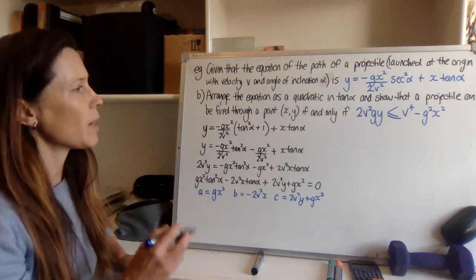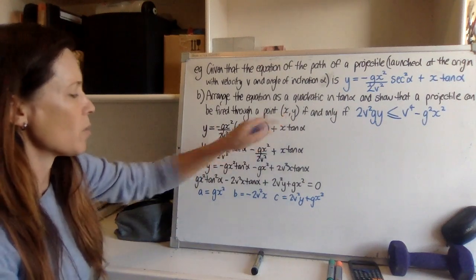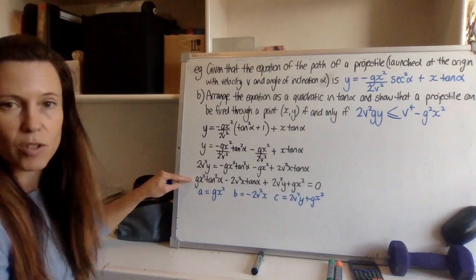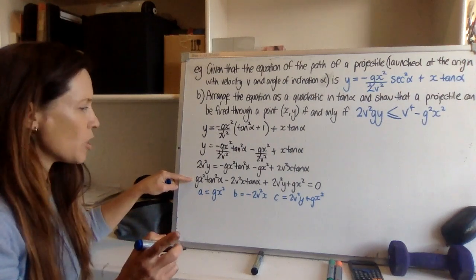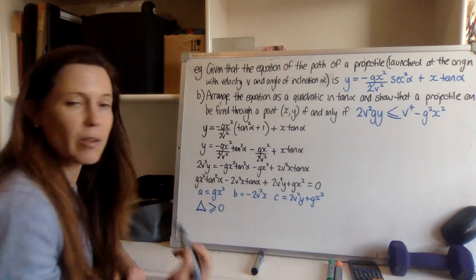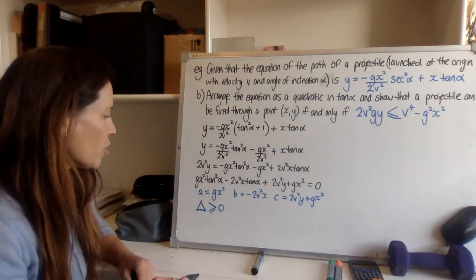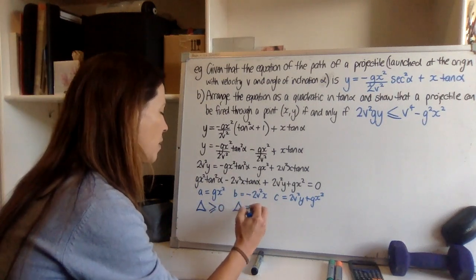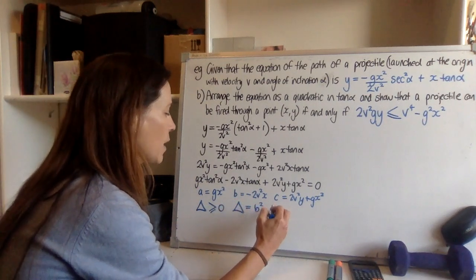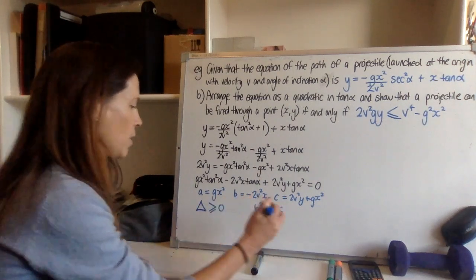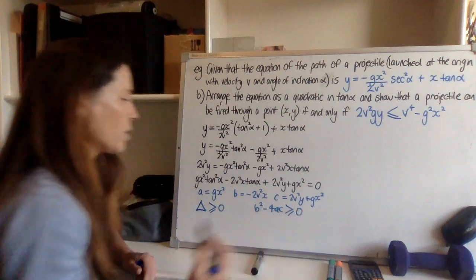Now, if we want our projectile to actually go through the point xy, then there have to be values of x and y that make this true. And that means if we just let the discriminant be greater than or equal to 0, then we'll have some solutions for x and y. So remember the discriminant, if you're a bit rusty on this, is just b squared minus 4ac. And so we need to take that and we need to make it greater than or equal to 0.